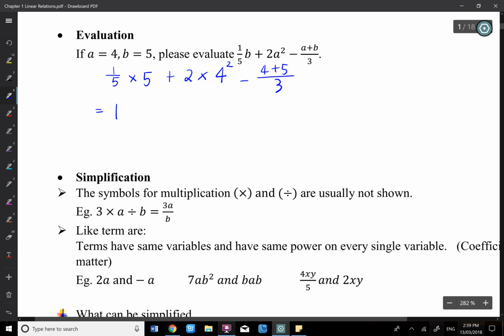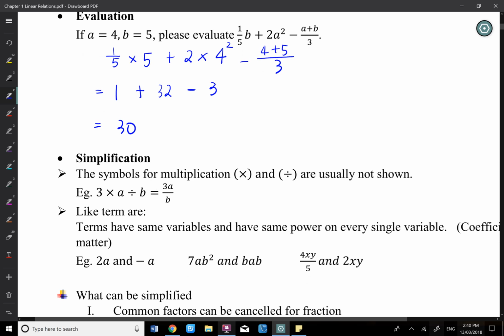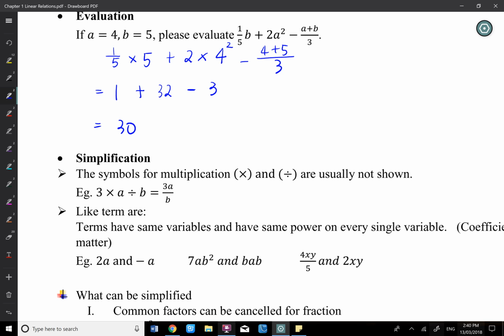Well, we can calculate 1 plus, power first, 16 times 2, which is 32, and minus the numerator first, which is 9, 9 divided by 3, we get 3. So that equals 30. It's just simple substitution questions.